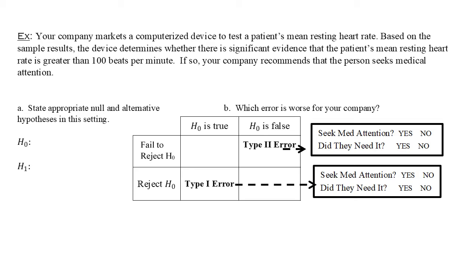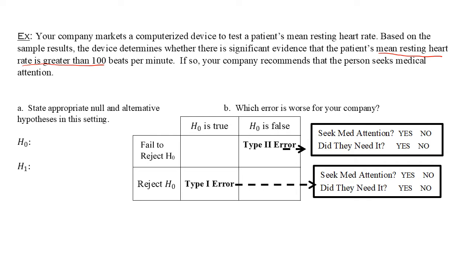Now, the device that we're looking at here determines whether there is significant evidence that the patient's mean resting heart rate is greater than 100 beats per minute. And then if it is, then the company recommends that the person seeks medical attention.